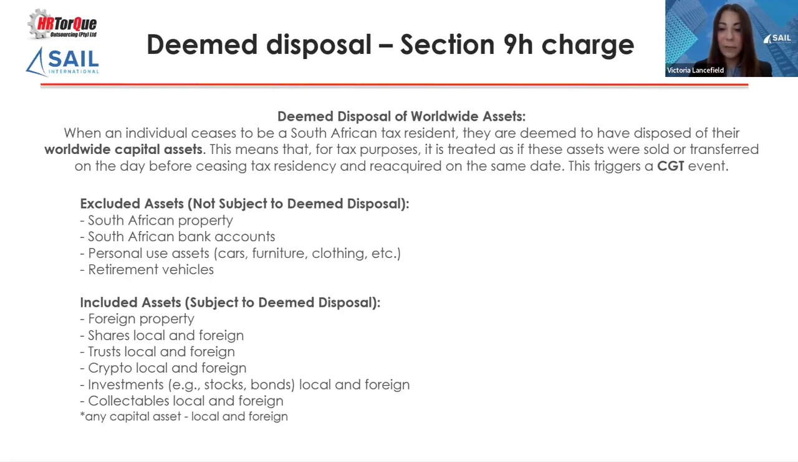Aaron, what was the case we were looking at? Yes, so to dive into how wide a net is cast over Section 9H, Victoria, how would a racing horse fall into the net or not? Good question. A racing horse is not just a horse that sits there for whatever use you might have, but it's used in a business sense. So it is seen as having a capital value, and if you were to dispose of it, you would have a capital gains tax event.